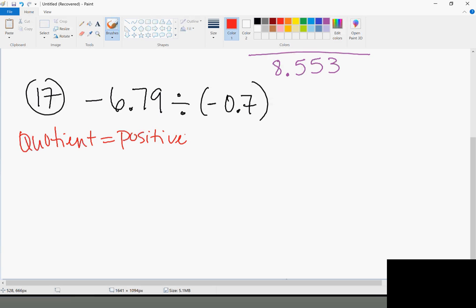So we cannot even worry about those signs anymore and focus on the division. So now we have 6.79 divided by 0.7. Okay, so now 6.79 divided by. So this is going to go in the division box.